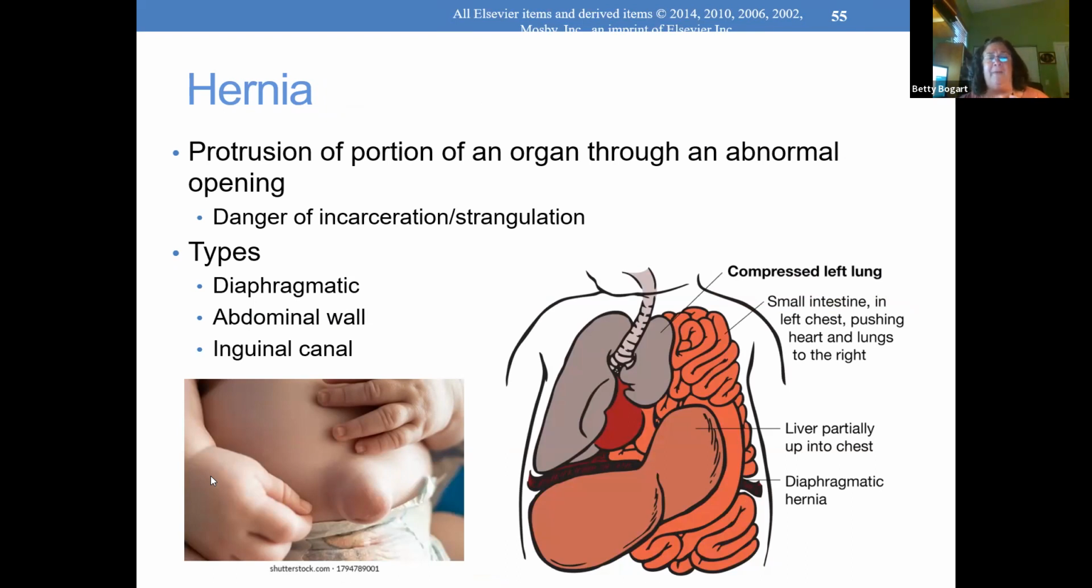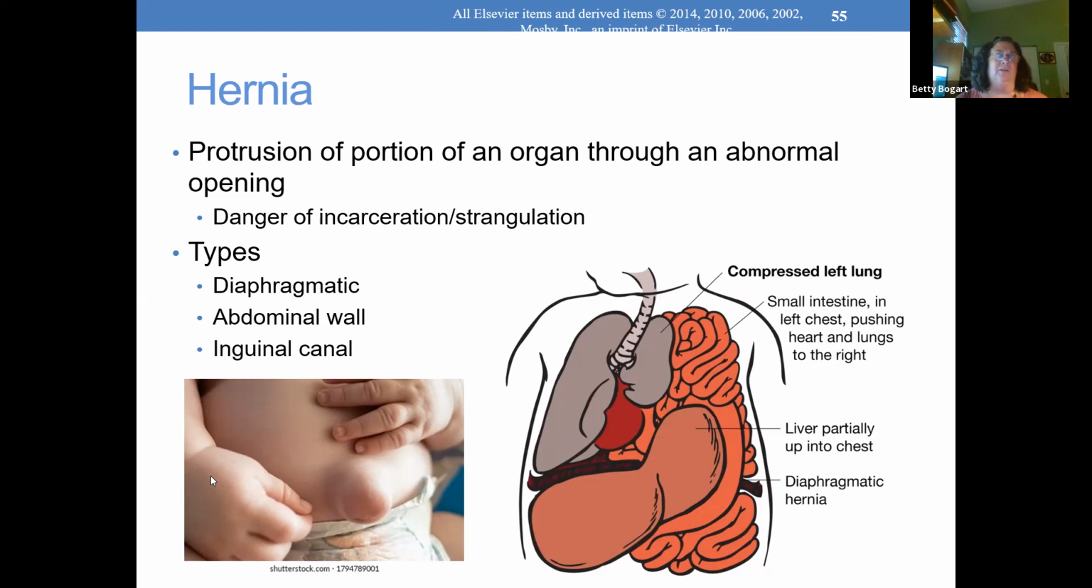Now, what happens if all of a sudden this nice little thing you're pushing in and out, and it's sort of soft and the kid is giggling, all of a sudden it hurts and it's hard and it's painful? Well, that intestine has twisted and it's strangulated. It is now a surgical emergency. They need to go in, repair that hernia, and untwist that intestine so that it doesn't die, because that's what will happen.